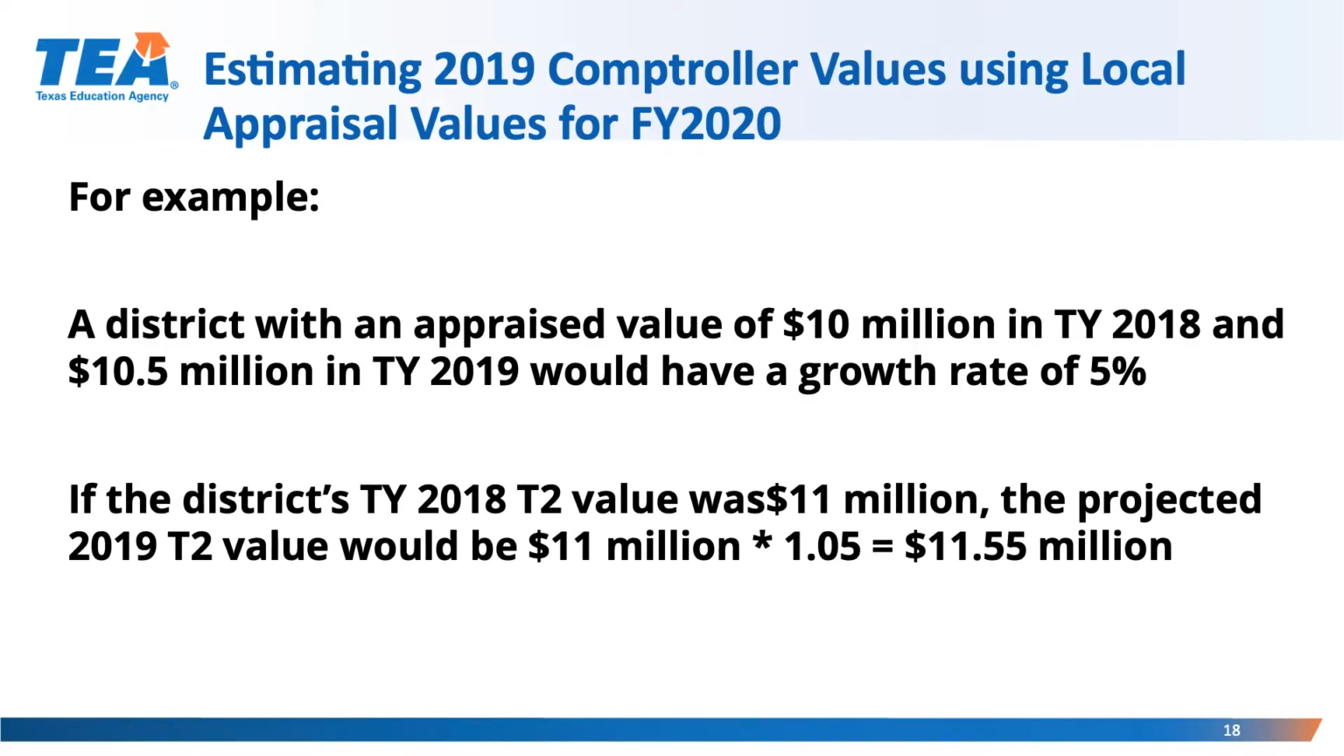And here's a concrete example. A district with an appraised value of $10 million in tax year 2018 and $10.5 million in tax year 2019 would have a growth rate of 5%. That's 10.5 over 10. If the district's tax year 2018 T2 value was $11 million, then the projected 2019 T2 value would be the 11 million multiplied by 1.05, which comes out to 11.55 million.